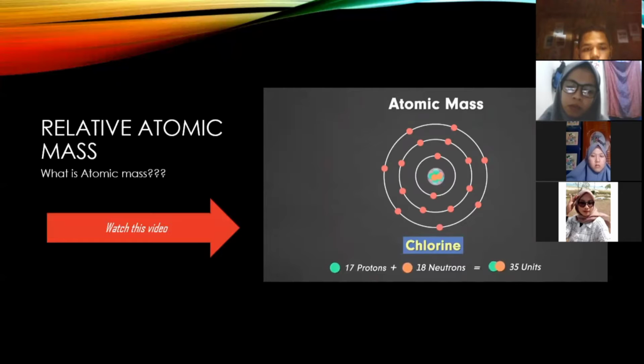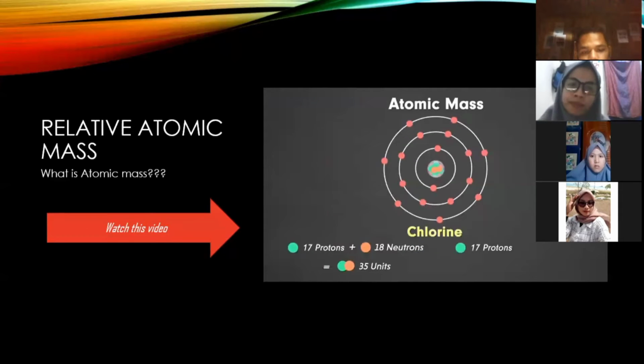Absolutely. But wait a second. A few chlorine atoms that exist in nature exhibit a different form. Some of them have 17 protons and 20 neutrons.